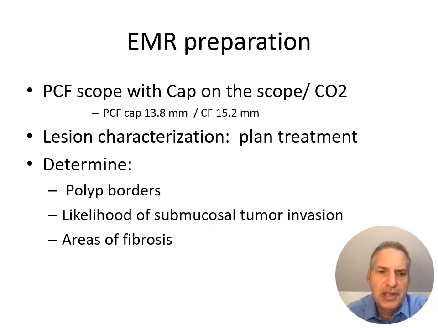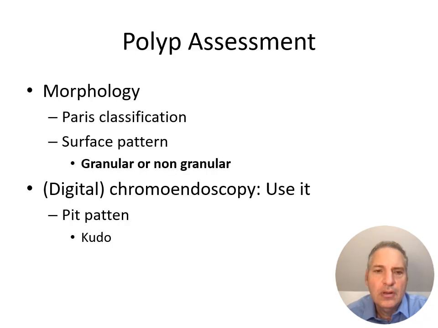In preparing a plan for resection, we want to determine the polyp's borders, the likelihood of submucosal tumor invasion, and the likelihood of underlying areas of fibrosis that may complicate resection. Let's take a brief look at some of the classification systems that help define the characteristics of the polyp and help define our resection plan. These include the Paris classification, the surface pattern descriptions as granular or non-granular, and the Kudo pit pattern.